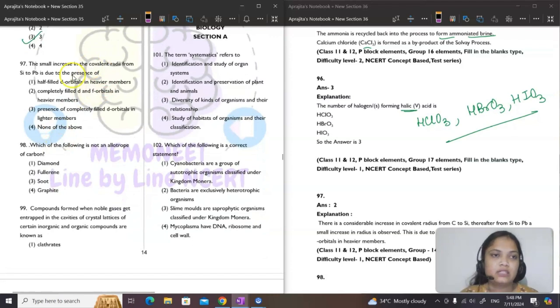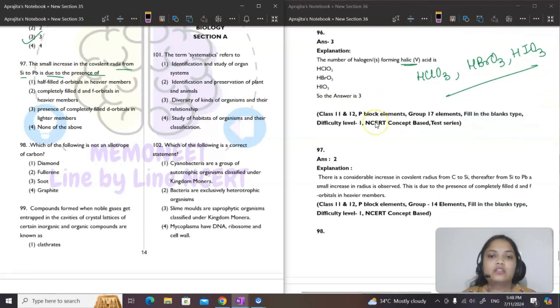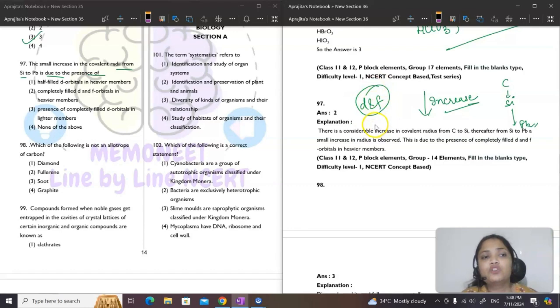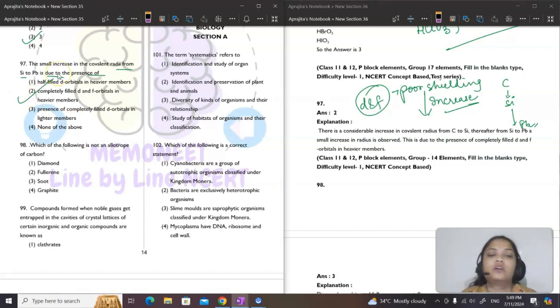Question number 97 it is, the small increase in covalent radii from silicon to lead is due to the presence of. Now there is this small increase. You know, when you move down the group there should be a considerable increase of atomic radii because of the increase in number of shells. Carbon to silicon, yes, there is a considerable increase, but when we are moving to lead, there is only a small increase because completely filled d and f orbitals are present. Because of those completely filled d and f orbitals in heavier members, they have a poor shielding effect. So the outer electrons are held tightly by the nucleus because of the poor shielding effect of d and f orbitals. For f orbitals we call it lanthanide contraction also. So the answer is option 2.